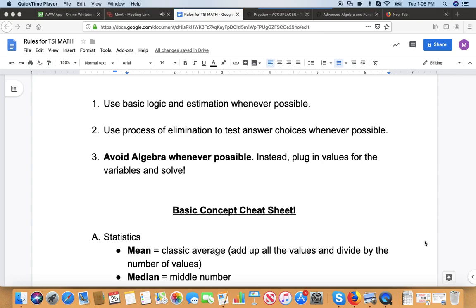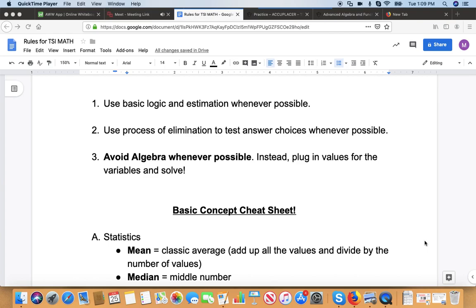Good. Notice I didn't say don't do algebra, because if you know how to solve something algebraically, and you feel really confident about it, you can go ahead and do that. Rarely do you need to. But whenever possible, I really recommend trying to plug in some values in place of the variables and then finding the right answer choice based on that.